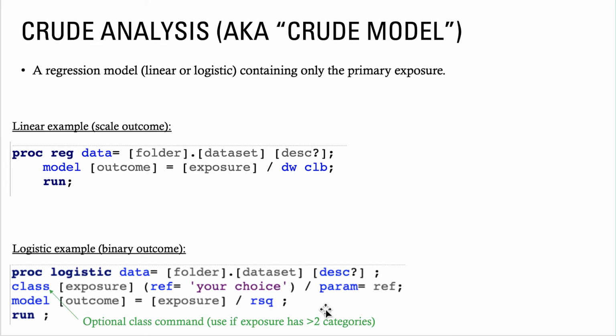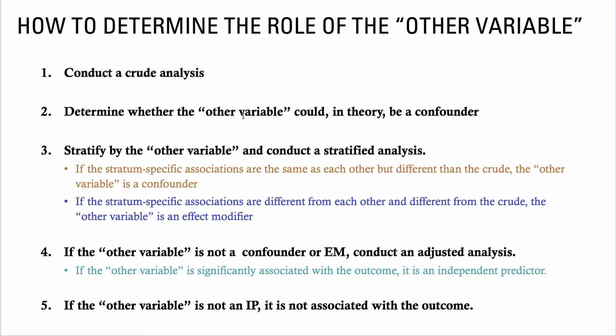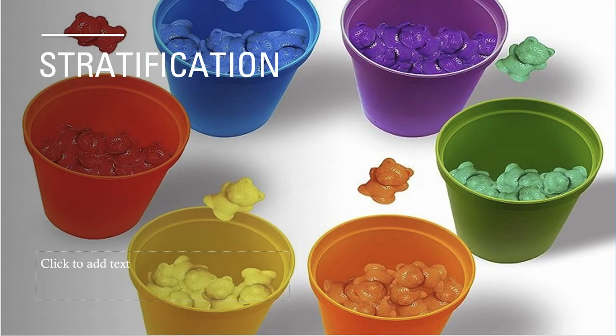The next step is to determine whether the other variable could, in theory, be a confounder, and we would do that by going through those 3 criteria we've talked about in class. The next step in determining the role of the other variable is to stratify by the other variable and conduct a stratified analysis. So let's talk a little bit about stratification.